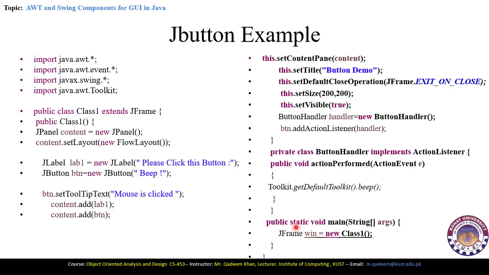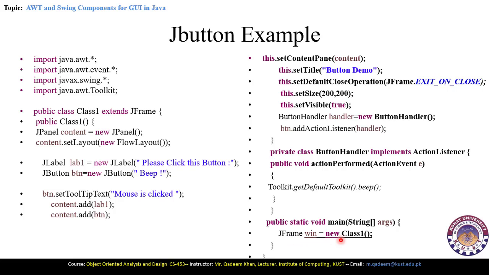Next is our void main function. There must be a function in every Java program where the program execution starts. So public static void main(String[] args). And inside of this main function, we just declare the object of class 1, and this object is in fact the object of the JFrame, because you can see that class 1 is extended from the JFrame. So that's why here we have defined JFrame win = new Class1.